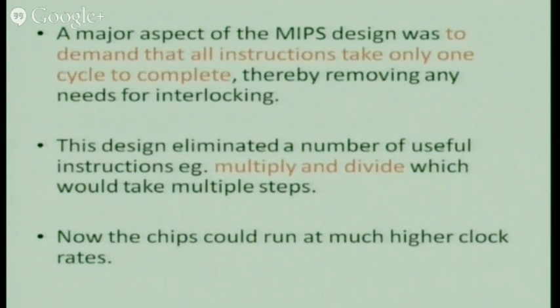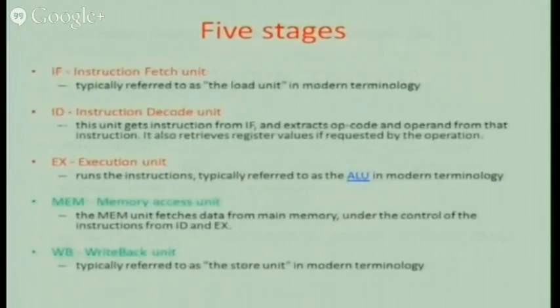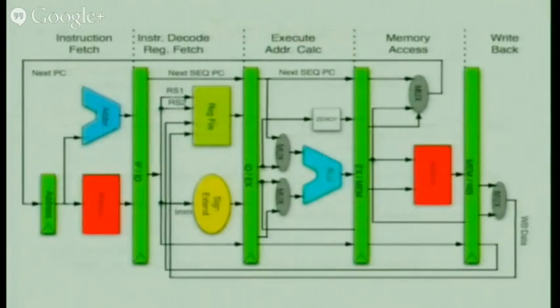The third is that now the chips could run at much higher clock rates. Okay, with these solutions, they run at higher clock rates. Also, your MIPS type of processor has a 5-stage pipelined architecture. They follow a 5-stage pipelined architecture. What are those 5 stages? Look into the picture. First is the instruction loading, then instruction fetching, then decoding, execution, and write back. That is storing. That is load and store architecture.